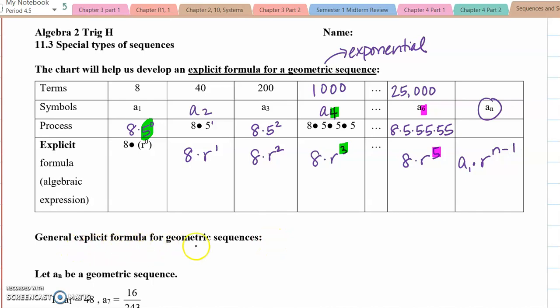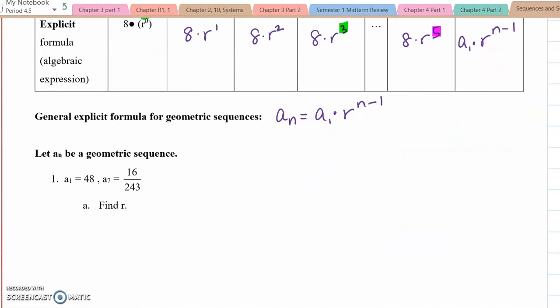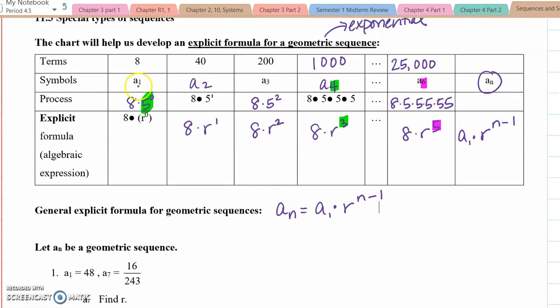So the general explicit formula for any geometric sequence is this function right here. Realize that this is just an exponential relationship, and the reason that it's n minus 1 is because this term number is 1, and that represents your first term, your initial condition. And it's also not the y-intercept, because the y-intercept would be if you plug in 0, and this is a sub 1, which represents 1 on the graph.